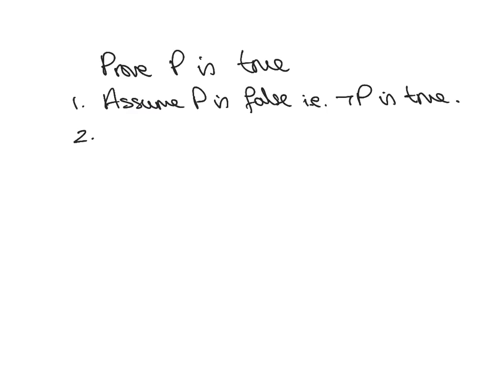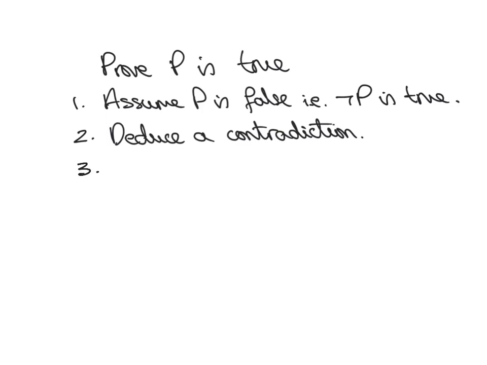And starting with that assumption, we then do a series of logical implications and deduce from this assumption a contradiction. And by a contradiction, we mean a statement that is clearly false. So either something that contradicts one of our assumptions, or a statement like 0 equals 1. So once we've reached our contradiction, then the only way out of this is that our initial assumption that P is false is incorrect. So therefore we can deduce that P is true.